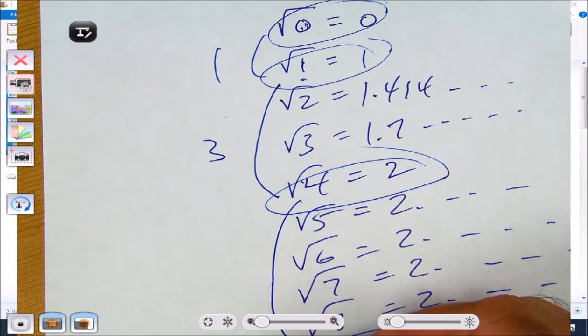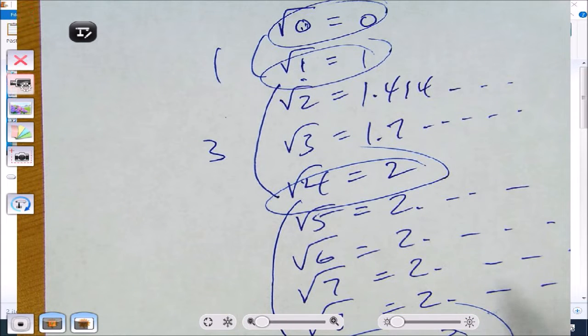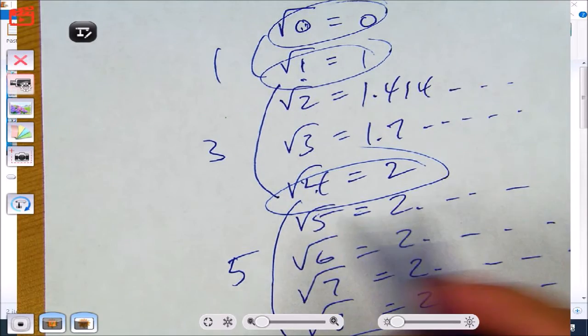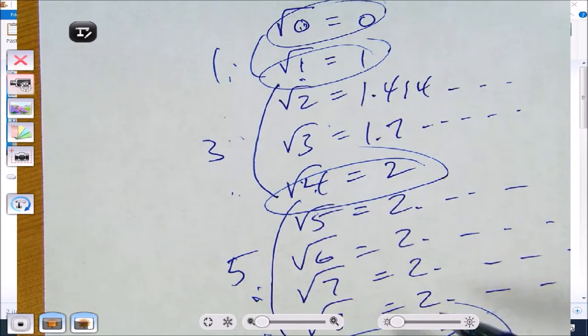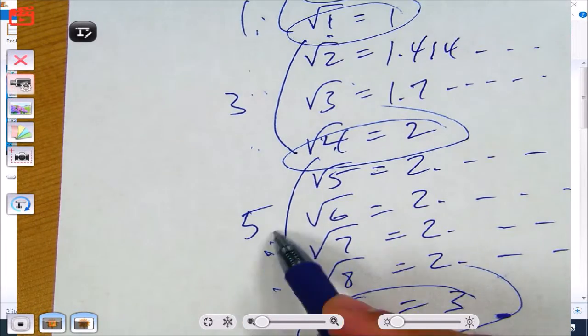What's the difference between 4 and 9? 5. So there is this pattern, okay? It goes up by odd numbers every time, how far apart they are. Like the next one will be up by 7, right?